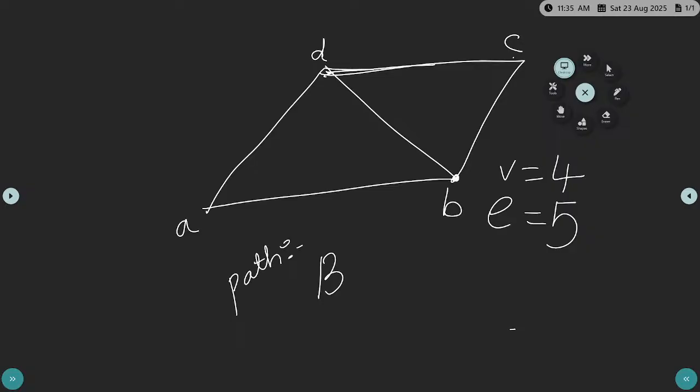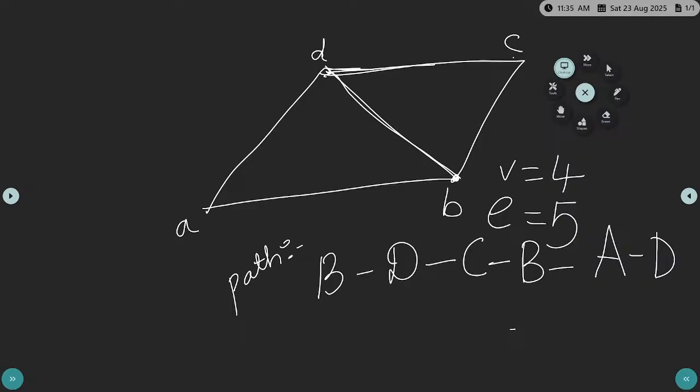I am going from B to D, D to C, C to B, for example, then B to A to D. Now just here, is it a Euler's path or not? It is a Euler's path because I am visiting from here, then I am going to C, then I am going to B, then A, then D. So all the vertices are visited and the paths are visited exactly once. Clear? Here the starting vertex and the ending vertex are different.